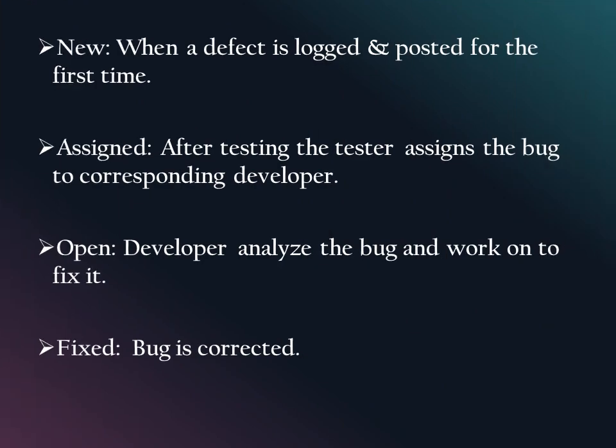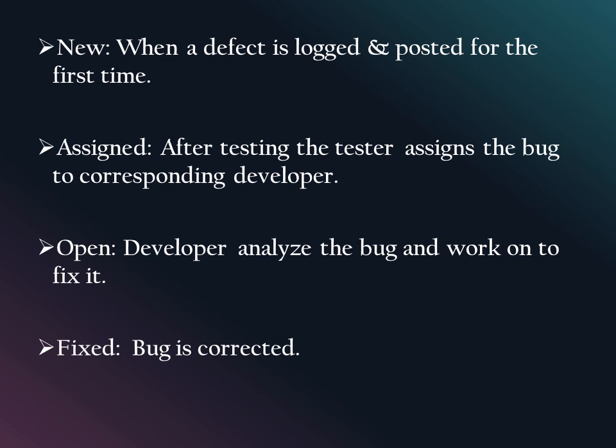Now let's see each one specifically. New. When a defect is logged and posted for the first time, that is the defect is found out for the first time. Assigned. When a tester finds out a bug, he or she will analyze it. That is what type of error it is, its severity, priority, etc. Then the tester will make a bug report, which we will see later, and send it to the corresponding developer. Open. At this stage, developer analyzes the bug and works on to fix it.